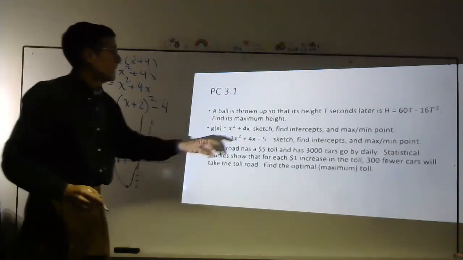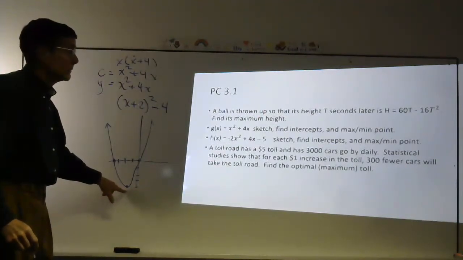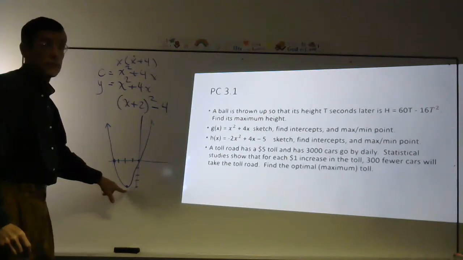Okay, I'm to find a max or a min. The minimum point is negative 2, negative 4 for a minimum. And I think I've done everything. Okay?